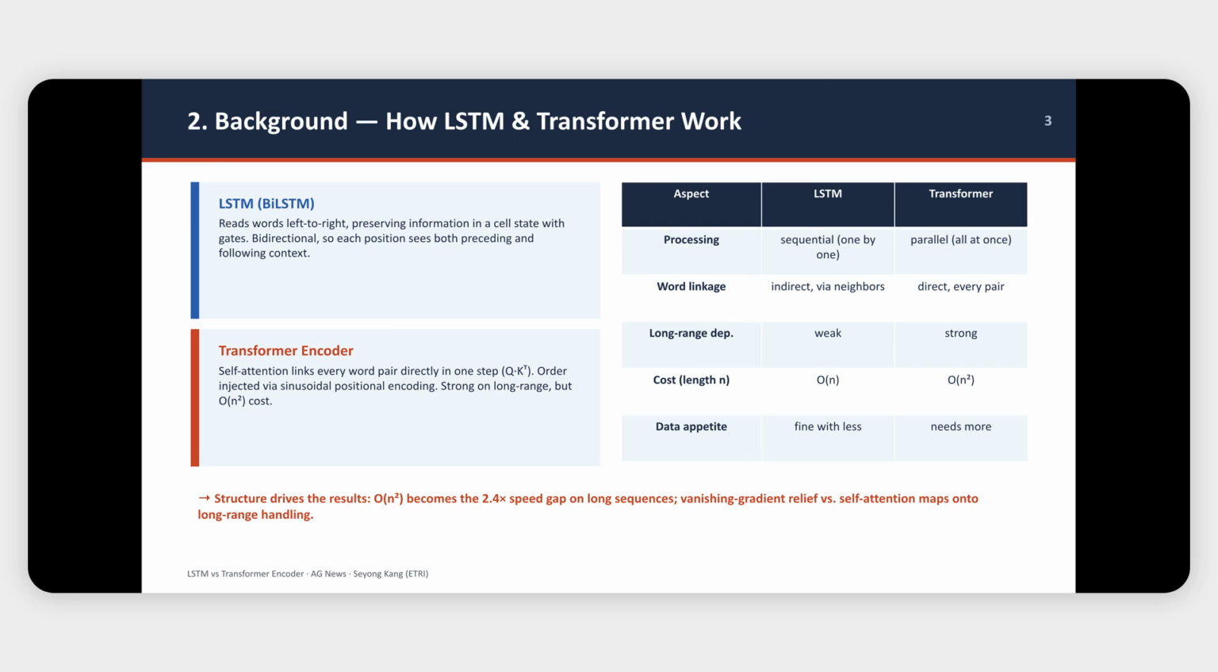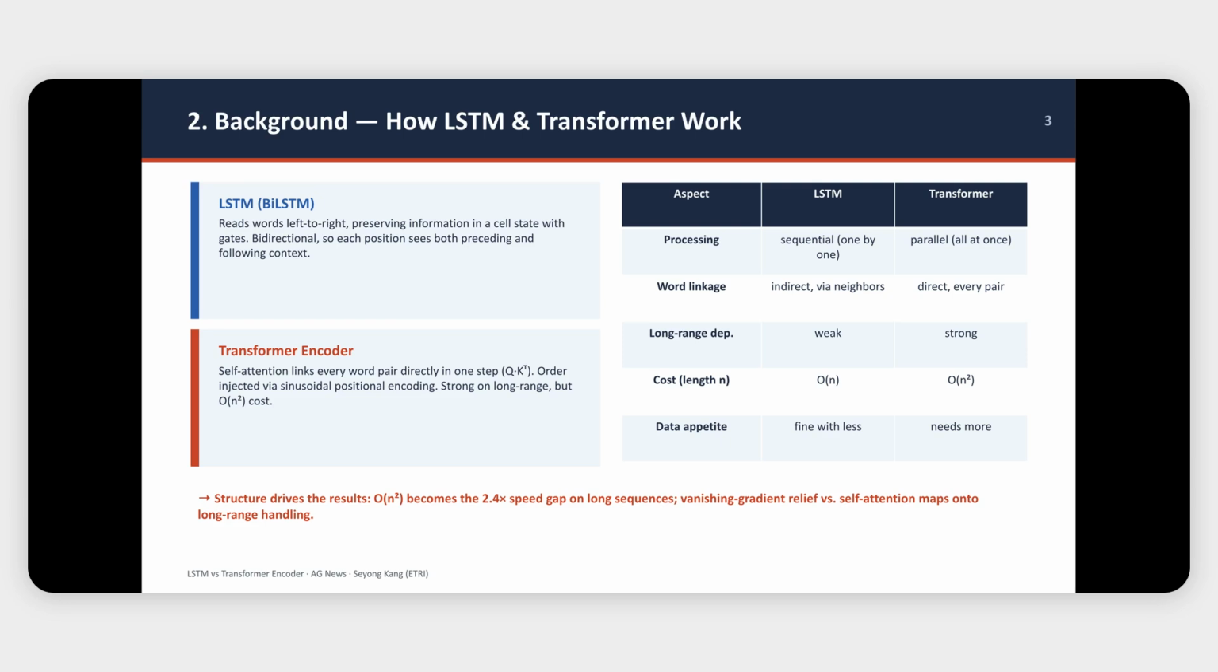Just the basics. The LSTM reads words in order, keeping information in a memory called the cell state, with gates that decide what to keep or drop. This fixes the old problem of forgetting the start of a long sentence. Ours is bidirectional, so each word sees both sides.